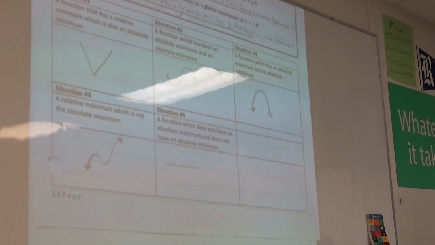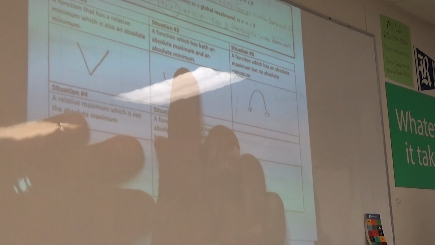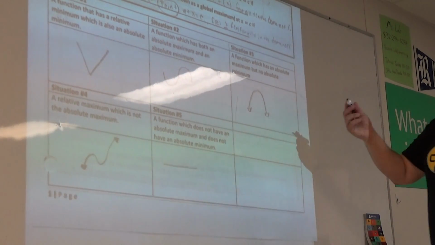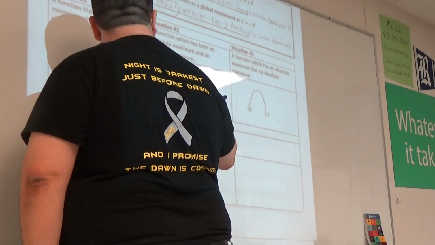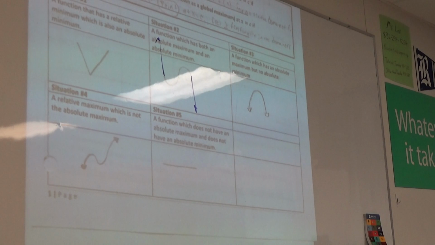A function which has both an absolute maximum and an absolute minimum. So if this function has an absolute maximum, that must be like this guy over here. Right, absolute minimum over here. Now, what if the function did that? Where's the absolute maximum now?